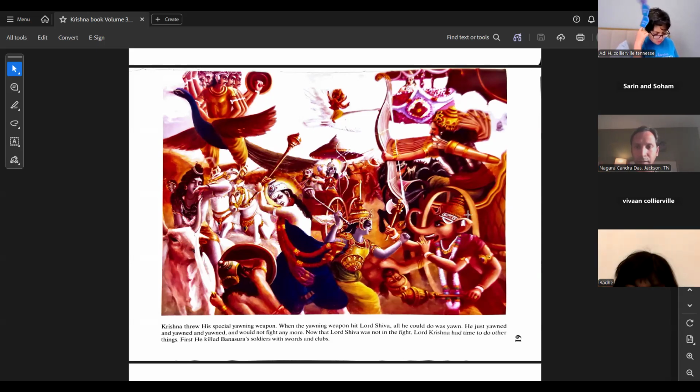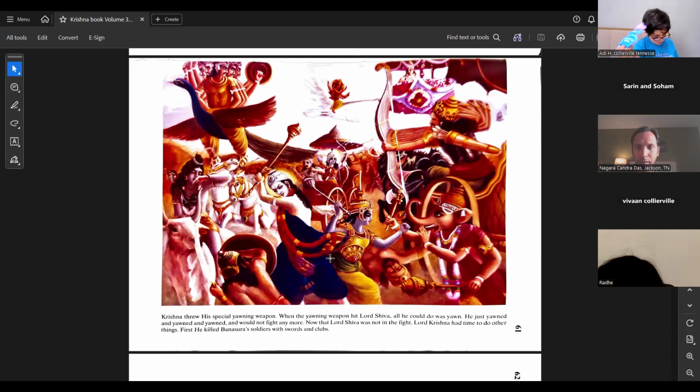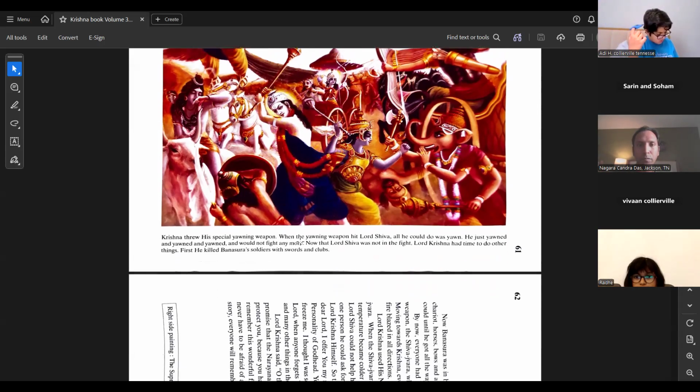And then there is Ganesha. Lord Ganesha is fighting with the son of Krishna, Pradyumna. And then Kartikeya was there, like that. Wonderful fighting is happening.